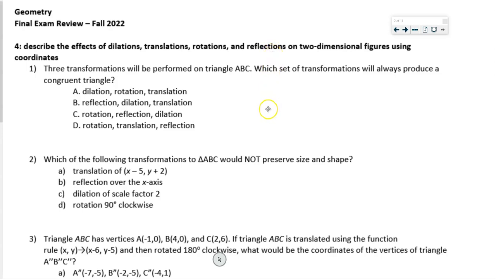Okay, so 3 transformations will be performed on a triangle ABC. Which set of transformations will always produce a congruent triangle? See, is this phrase congruent triangle, because that is relevant to what it's asking us. So always produce a congruent triangle. So obviously congruent triangles are the same shape. So rotations, translations, reflections produce the same shape. However, dilations do not. So dilations make a shape bigger or smaller. So that's why our answer is D, because it includes rotation, translation, reflection.